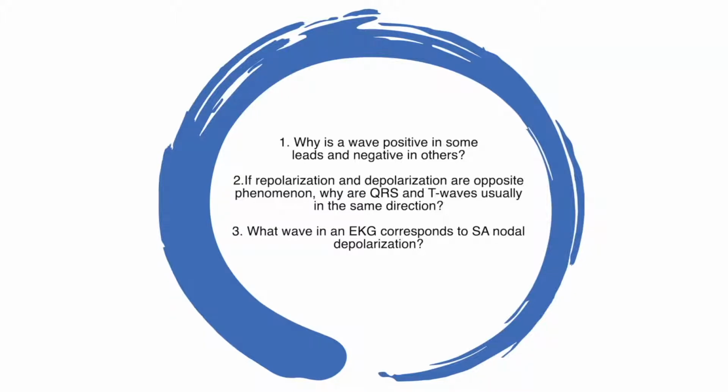We all know that depolarization and repolarization are opposite phenomena. Why then would QRS and T waves usually be in the same direction? What wave represents sinus node depolarization? Go ahead and pause the video and think about an answer.